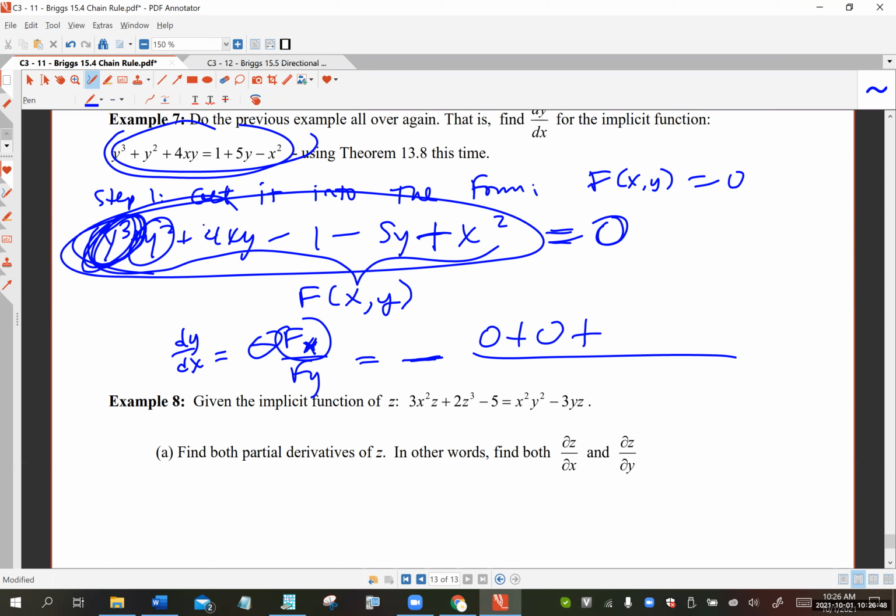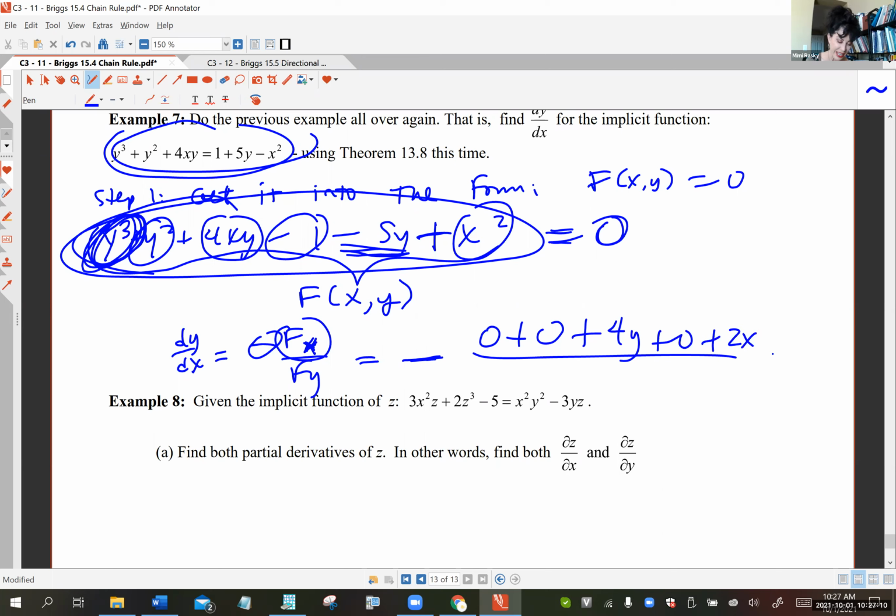Plus, now this one's not going to be 0. What's the derivative of 4xy with respect to x? 4y, yeah. And of course, we know the minus 1 goes to 0. How about minus 5y with respect to x? 0. And how about x squared with respect to x? 2x. Beautiful. And you don't have to write the zeros, so you just get rid of them and we're done.